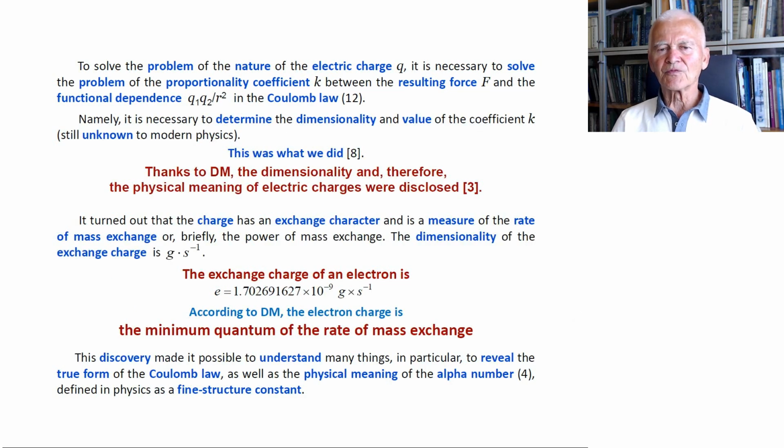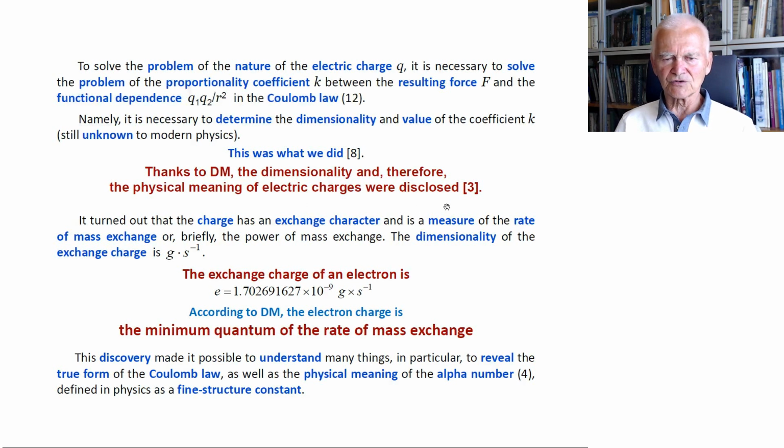To solve the problem of the nature of the electric charge q, it is necessary to solve the problem of the proportionality coefficient K between the resulting force F and the functional dependence in Coulomb's law. Namely, it is necessary to determine the dimensionality and value of the coefficient K, still unknown to modern physics. This is what we did. Thanks to the dynamic model, the dimensionality and therefore the physical meaning of electric charge were disclosed.